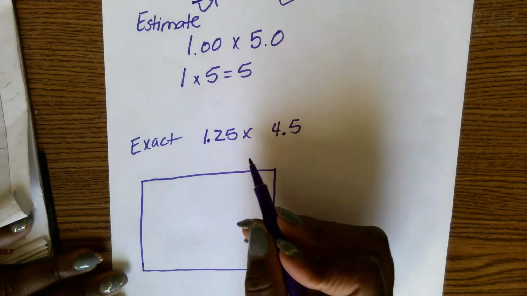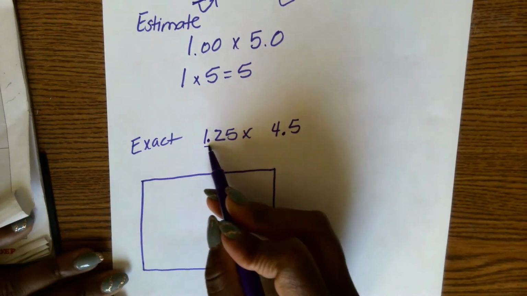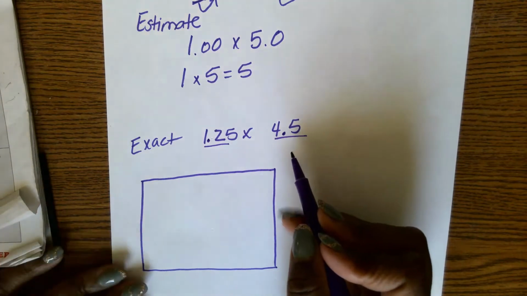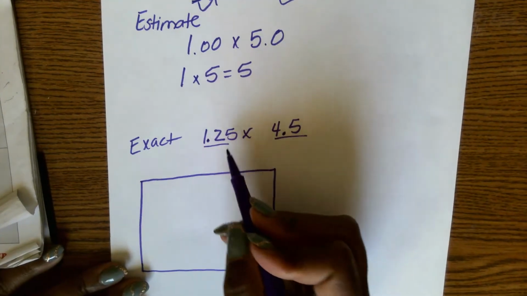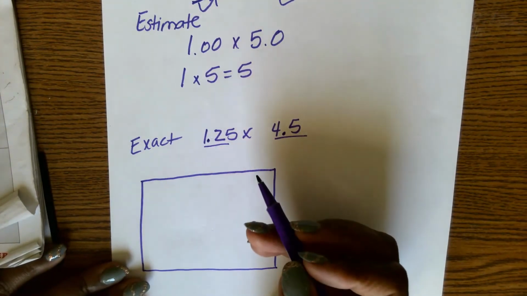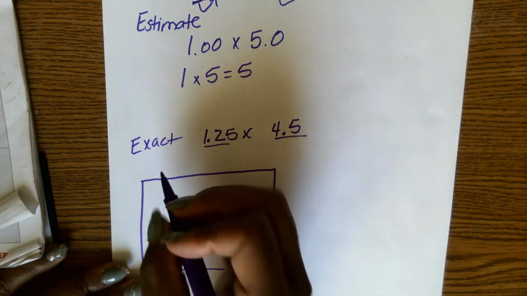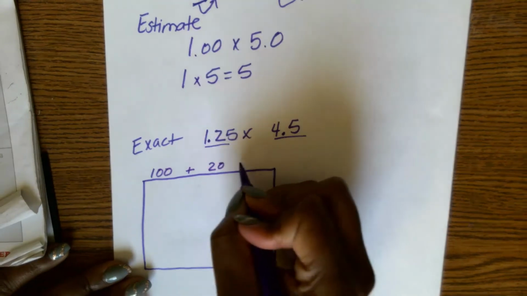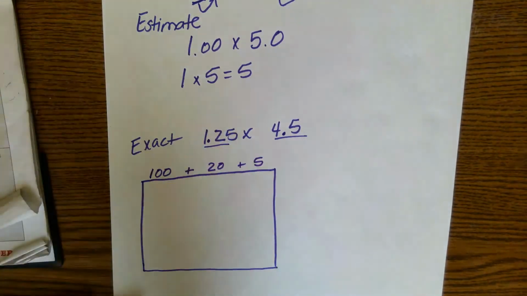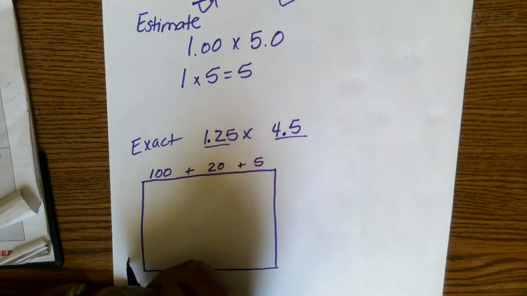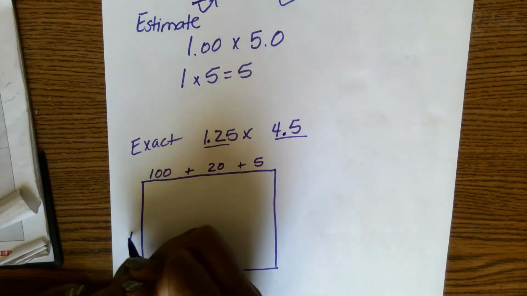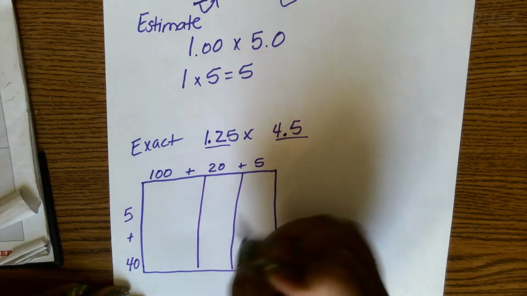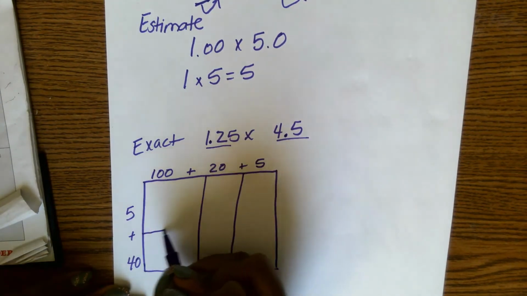What we're doing is writing each one of these factors in expanded form. Instead of 1 and 25 hundredths, or 1.25 as a lot of people would say, we're going to treat this as 125. Writing this in expanded form, 125 is 120 plus 5. On the side, we write the other factor, treating it as 45, so 40 plus 5. Then I'm going to draw the lines.